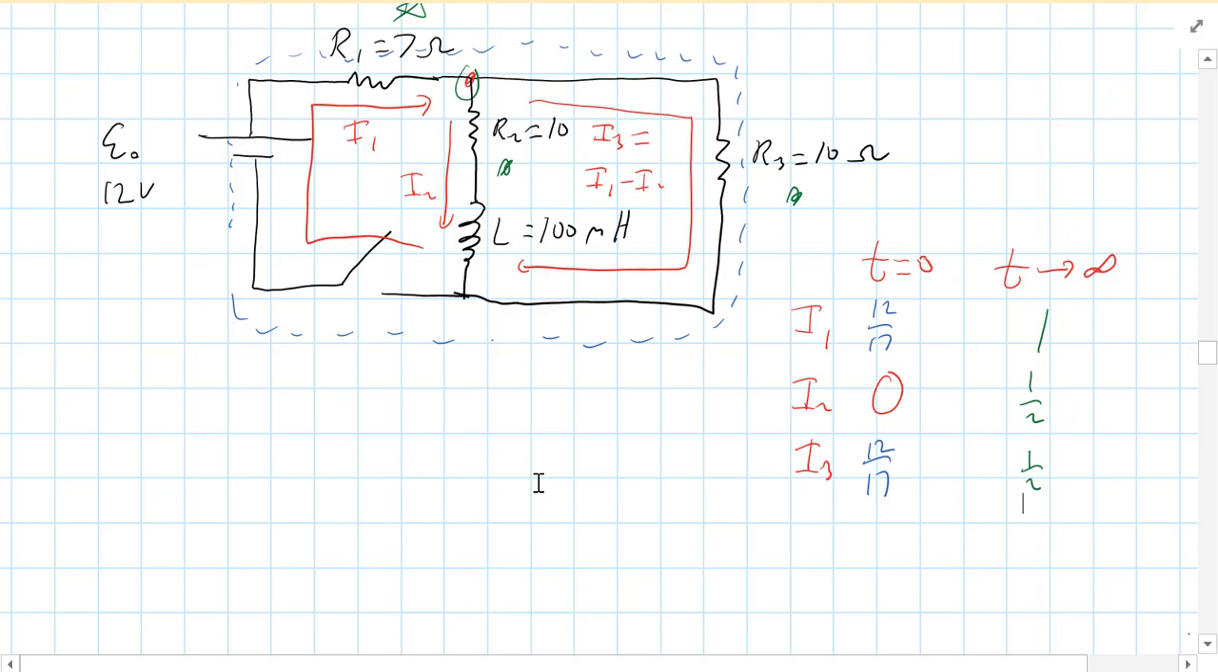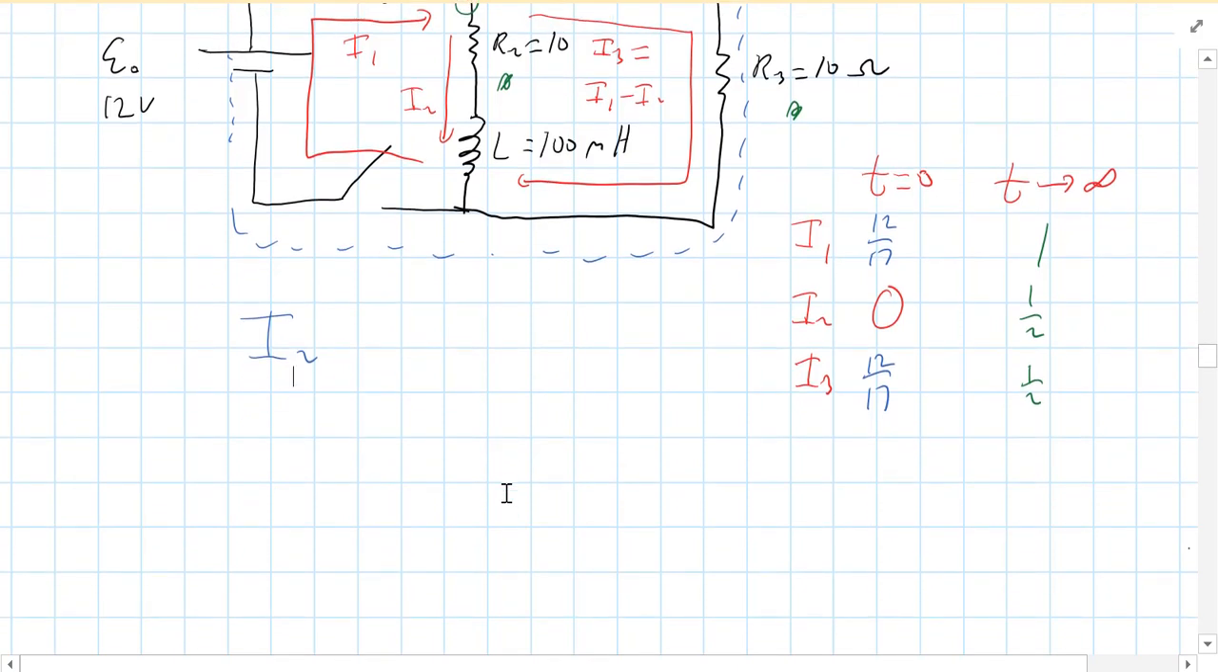Now, what about the in-between times? Well, what we're going to do is eventually solve for I2 first. Once we get I2, the rest of them are pretty easy. And here's what we're going to do. I've talked about this shortcut before when we talked about RC circuits, and I'll do it again here.